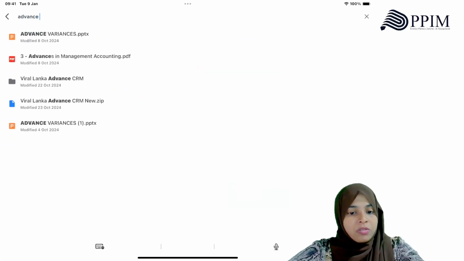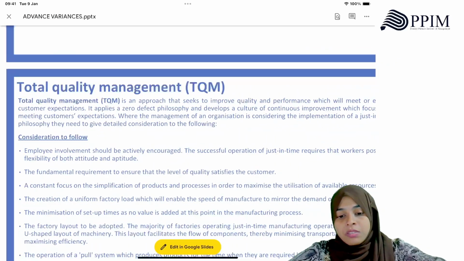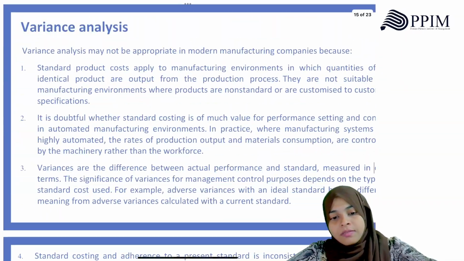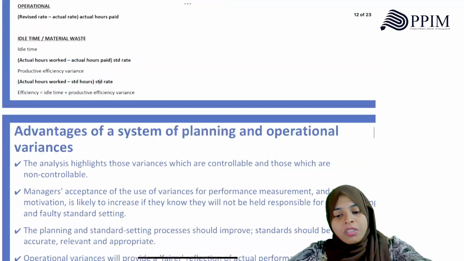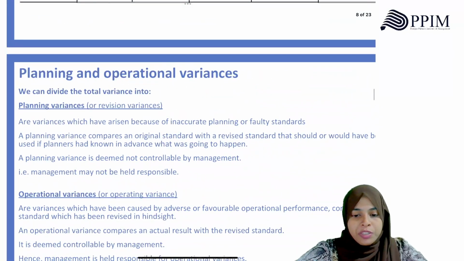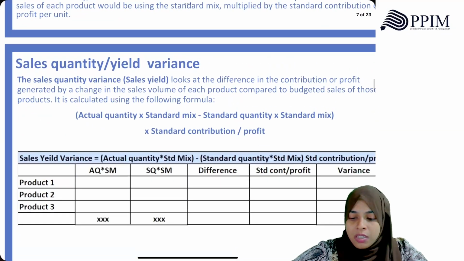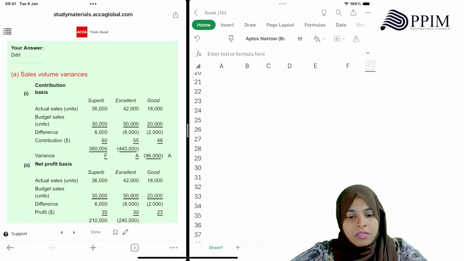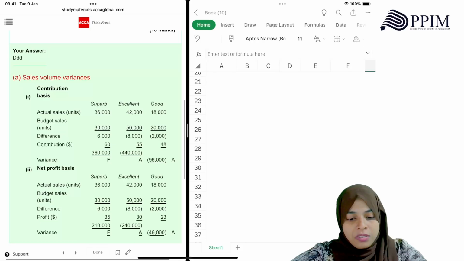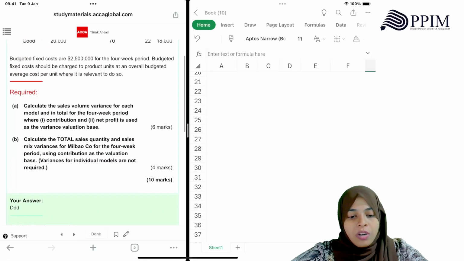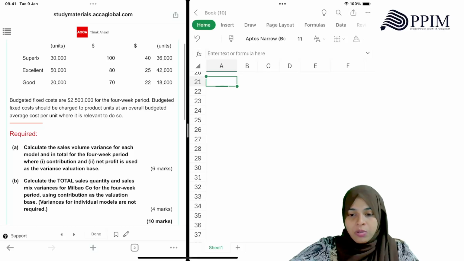You have your doubts, no? I have to look into that also. Sales quantity and mix. So let's do sales mix first. Or we'll do quantity first because they're asking quantity first. They asked for quantity first, right? Sales volume, variance, sales quantity. Oh, they did say sales mix first. Total sales quantity and mix. Okay, we can do anything. Let's do sales quantity first.